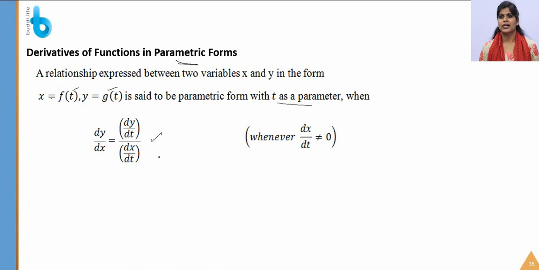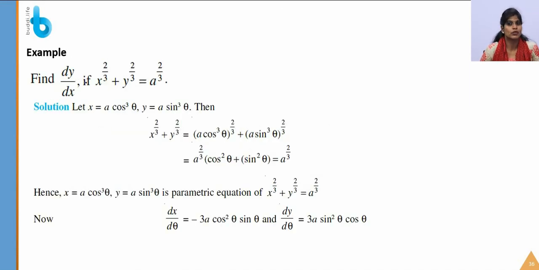Okay, so you will understand better when we apply it in a problem. Now let us see an example for this parametric form. Look at the question: find dy by dx if x to the power 2 by 3 plus y to the power 2 by 3 equals a to the power 2 by 3. Let us take x equal to a cos cube theta and y equal to a sin cube theta.